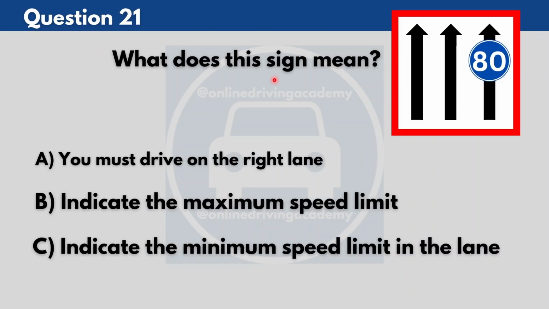Question 21. What does this sign mean? Now we can see a red border and 3 lanes, and the right lane will have a minimum speed limit on it. In this case, it will be 80 kilometers an hour. So is it option A, you must drive on the right lane? Is it option B, indicate the maximum speed limit? Is it option C, indicate the minimum speed limit in the lane? The correct answer will be option C.